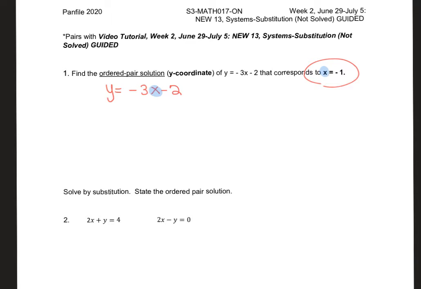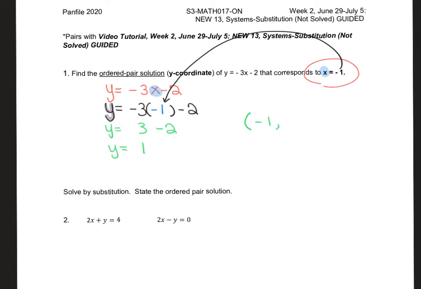So when I say we're taking out, we are writing this as a template without that variable there. What we're then doing is plugging in the other side to it. So we put it in there, y equals negative 3 times negative 1 minus 2, and then we evaluate. Negative 3 times negative 1 is positive 3 minus 2. We get y equals 1. So our ordered pair solution is negative 1, positive 1, and we are done.